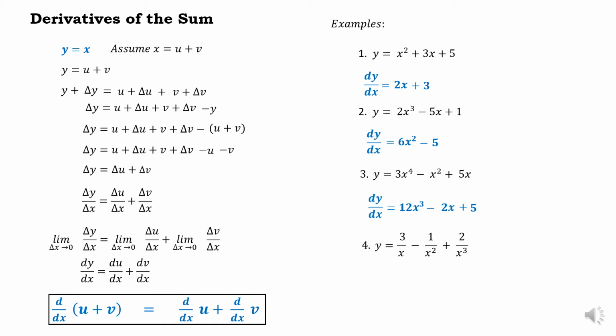Number 4. y is equal to 3 all over x minus 1 all over x squared plus 2 all over x cubed. First, we're going to transform the fractions into negative exponents. So we now have the value of y, which is equal to 3 times x raised to negative 1, minus 1 all over x squared becomes negative x raised to negative 2, plus 2 times x raised to negative 3.